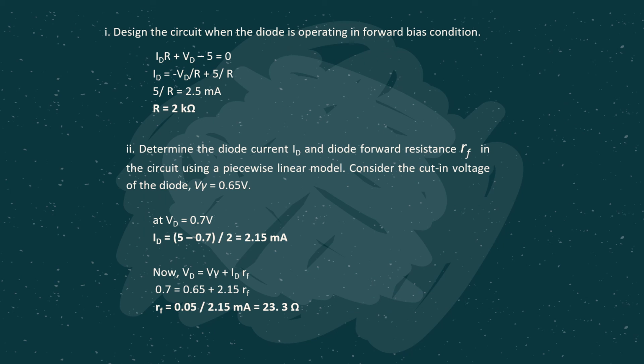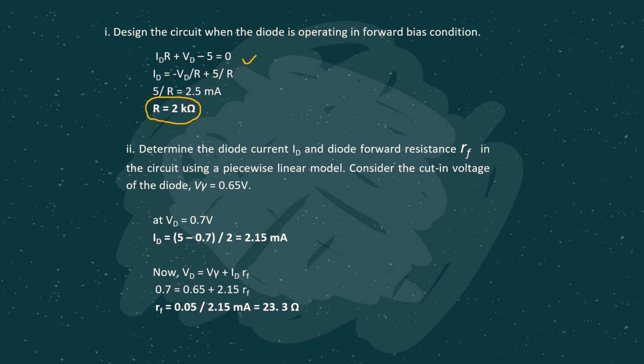The solution for this is in the next slide. As you can see from the solution, as I mentioned just now, for the design circuit you are supposed to find the missing parameter, which is R in this case. You can get it from the KVL equation. Then from the load line graph just now, you can see that 5 over R is 2.5 milliampere. You can check. Then from here you can simply get R equals 2 kilo ohm.